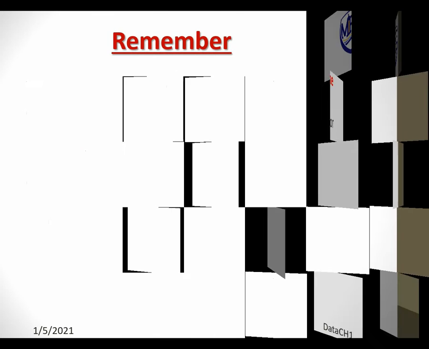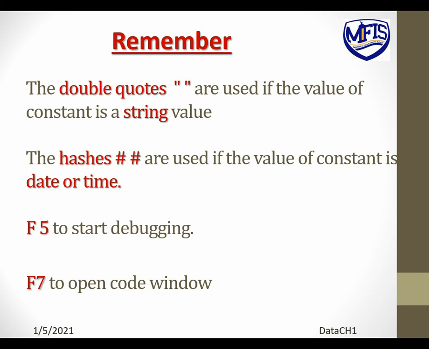Okay. Remember, dear students, in order to write a text or to store a text in Visual Basic.NET, we have to put the text between double quotation marks if the value of the constant or variable is a string. And to store a date or time, we have to put them between two hashes. We also have to keep in mind that to start debugging or to run the program, we have to use F5 from the keyboard, and to open the code window, as we studied in the previous term, we have to click on F7 from the keyboard.